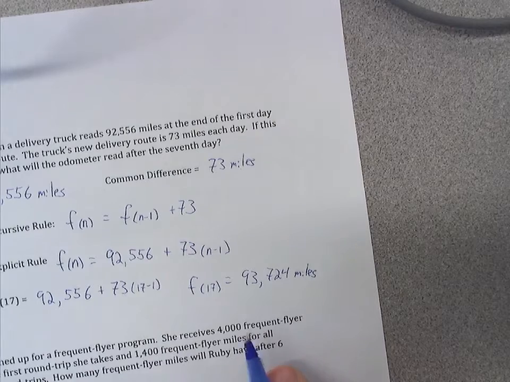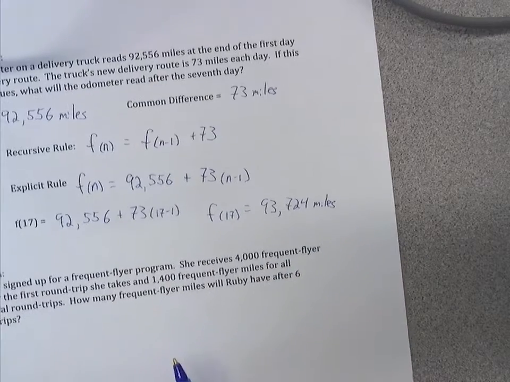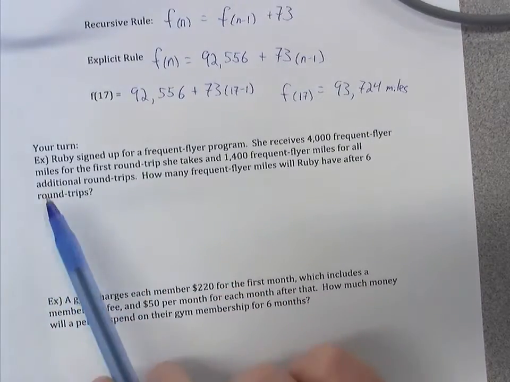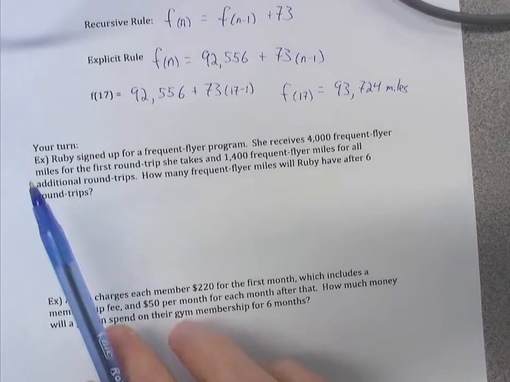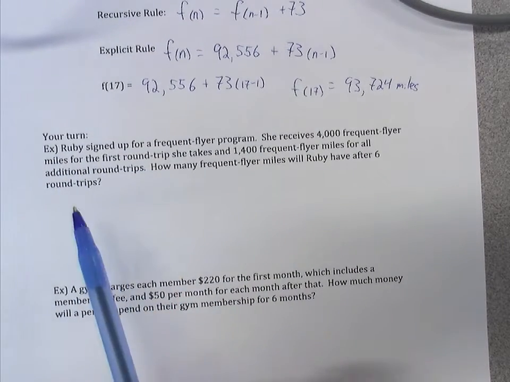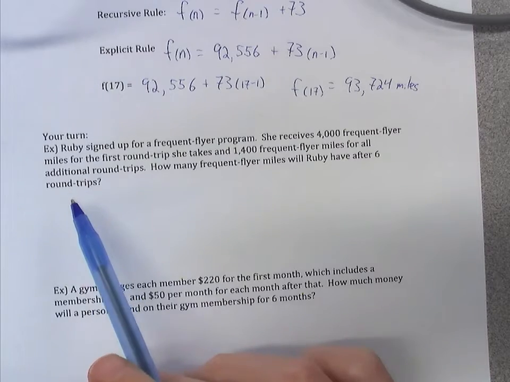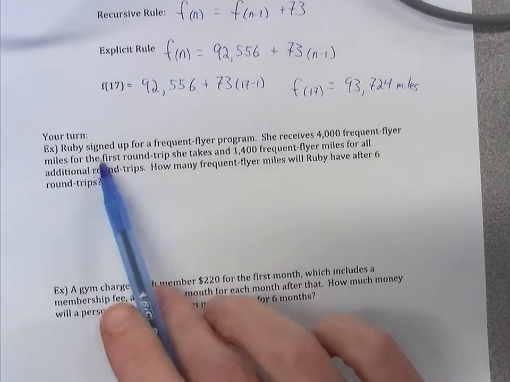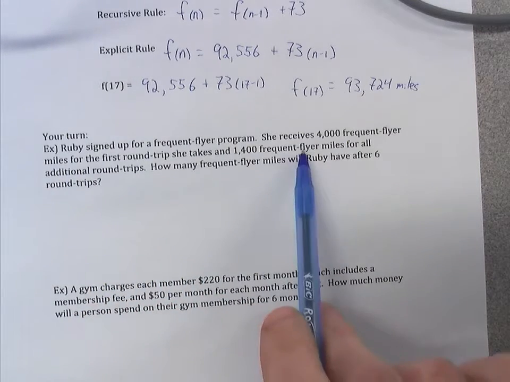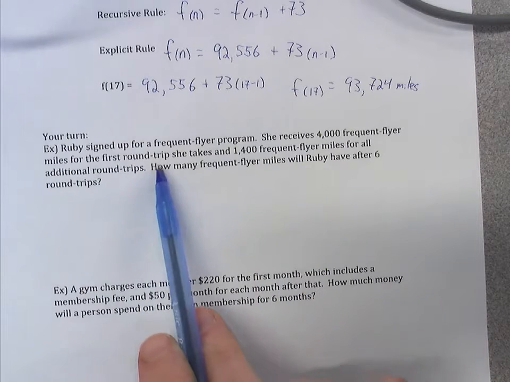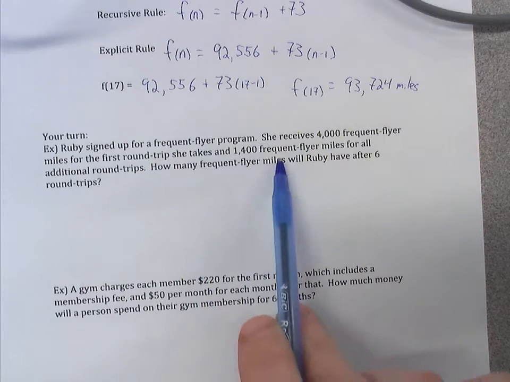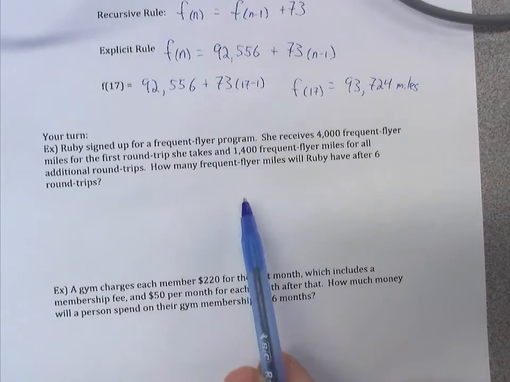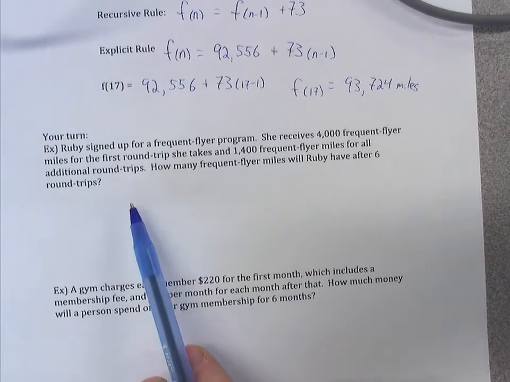Okay. So now moving on, we move up here. This is your turn, but I'm going to go over this with you. I suggest maybe pausing the video here, trying these two out on your own, and then unpausing the video to see how I solve it and see if it lines up with how you're doing it. So the example here is Ruby signed up for a frequent flyer program. She receives 4,000 frequent flyer miles for the first round trip she takes, and then 1,400 frequent flyer miles for all additional round trips. How many frequent flyer miles will Ruby have after 6 round trips?